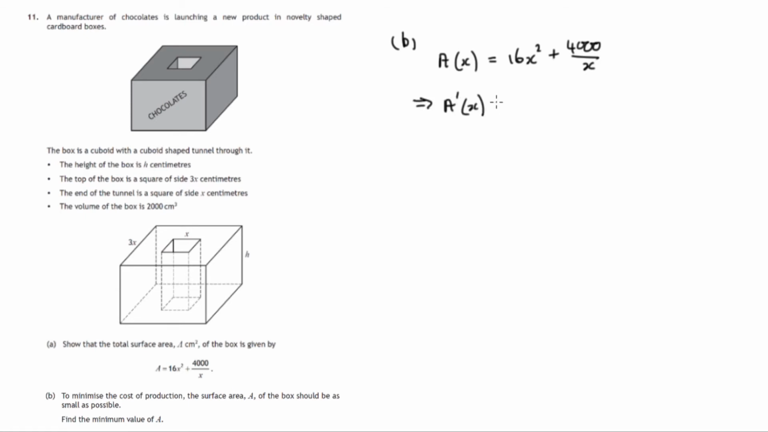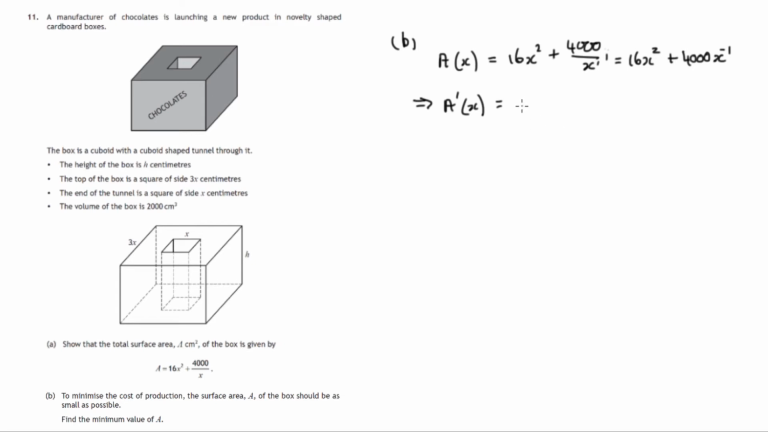Now, is it in a form that we can differentiate? Not quite. We'll need to bring this x to the power of 1 up to the top of the fraction to join the 4,000, so it'll become x to the negative 1. Now it's in a form we can differentiate.